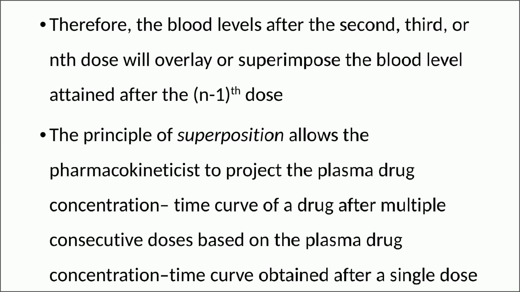So therefore the blood levels after the second, third or fifth dose, or maybe the nth dose, will overlay or superimpose the blood level attained after the n minus 1 dose. So subsequently, when a small quantity of drug is retained inside the body, and when we keep on taking new doses, the overall level or the overall concentration of drug increases.